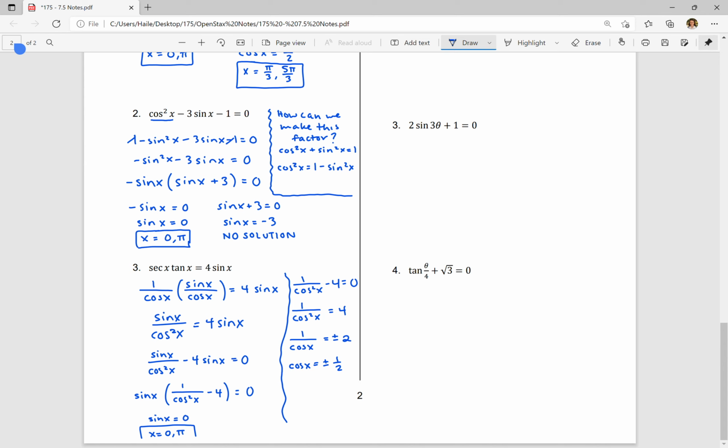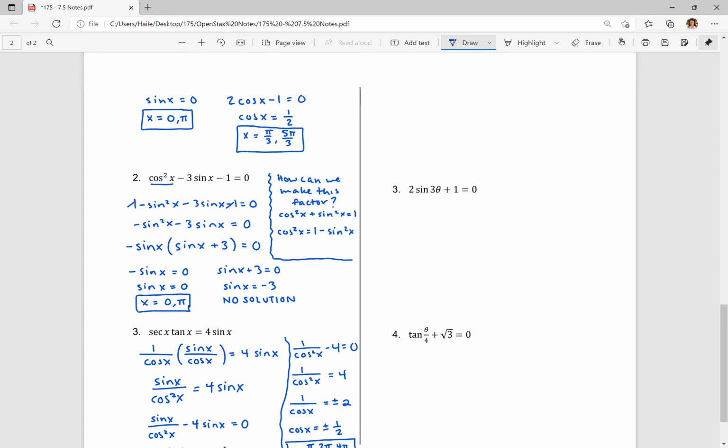And so now this is something that we should recognize from the unit circle. So the places on the unit circle where the cosine is 1/2, regardless of whether it's positive or negative, are going to be all those angles with denominators of 3. So those 4 angles are pi over 3, 2 pi over 3, 4 pi over 3, and 5 pi over 3. So from that second factor, we get 4 solutions. And so in total, we have 6 solutions for this equation. And so we have the 0 and pi, and we also have all those angles of denominator 3.